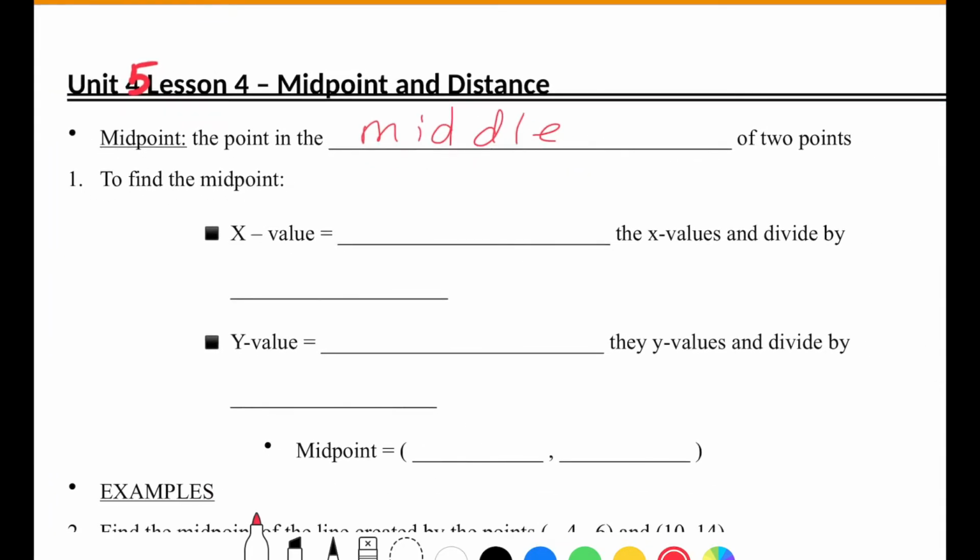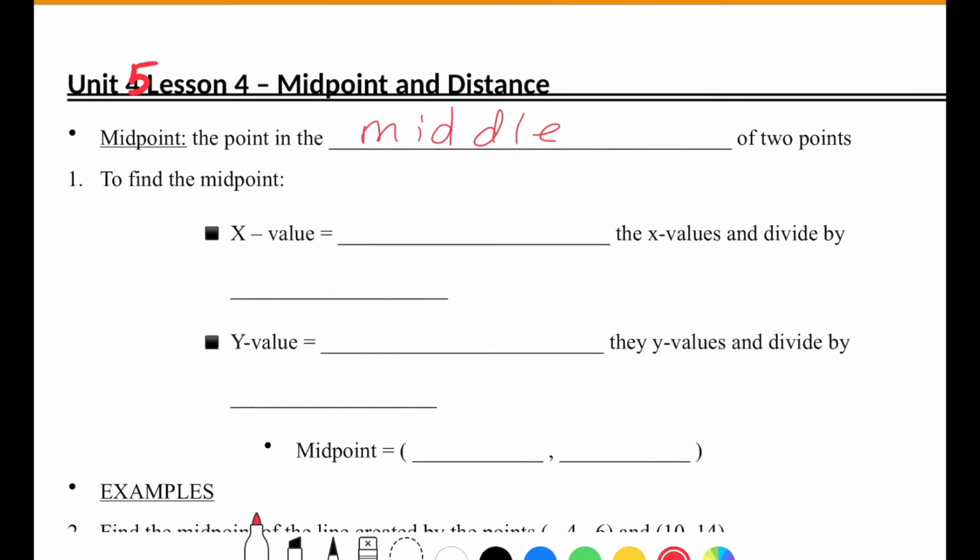Now, I'm going to show you the mathematical way to look at this. What I mean by mathematical, I'm going to give you an exact formula that you can use to find your midpoint. And then I'm going to show you an alternative way to look at it. So we're going to do the formula first, we're going to go through an example, and then the second example I'm going to show you the alternative way.